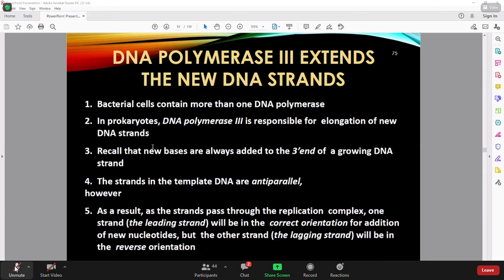So DNA polymerase 1 has the ability to repair any errors in DNA, while DNA polymerase 3 is responsible for the elongation of new DNA strands. Please recall that new bases are always added to the 3' end of a growing DNA strand, and the strands are anti-parallel.